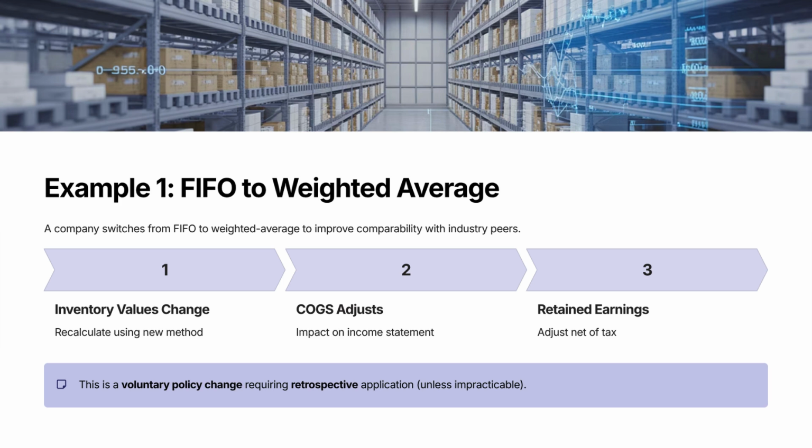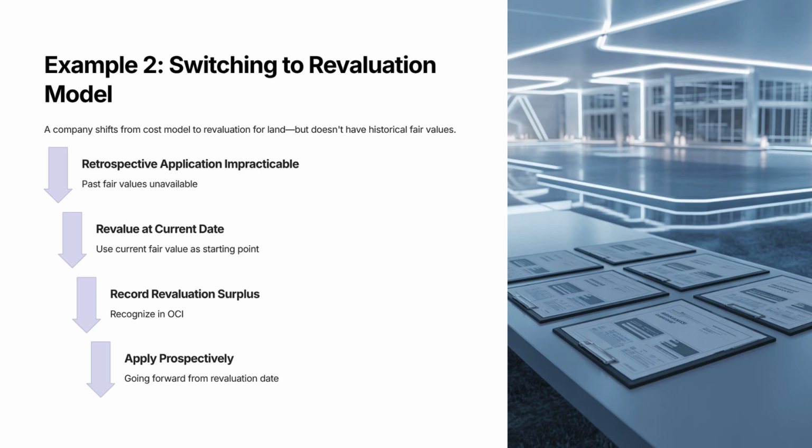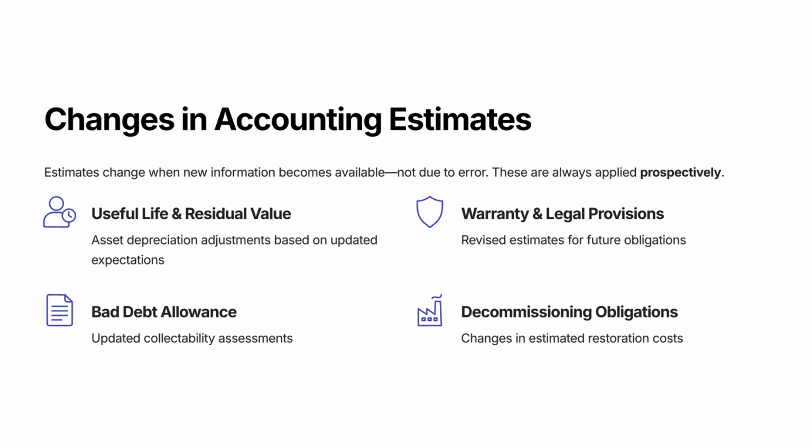Now let's look at a second example where retrospective application isn't possible. A company shifts from cost model to revaluation for land, but doesn't have past fair values. That makes retrospective application impracticable, so revalue now, record revaluation surplus in OCI, apply change prospectively. Okay, we've mastered policy changes. Now let's move to the other side of this topic: changes in estimates, which work very differently.